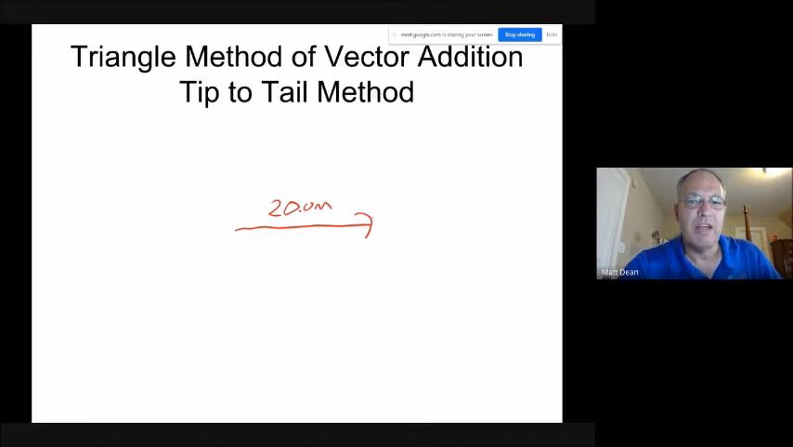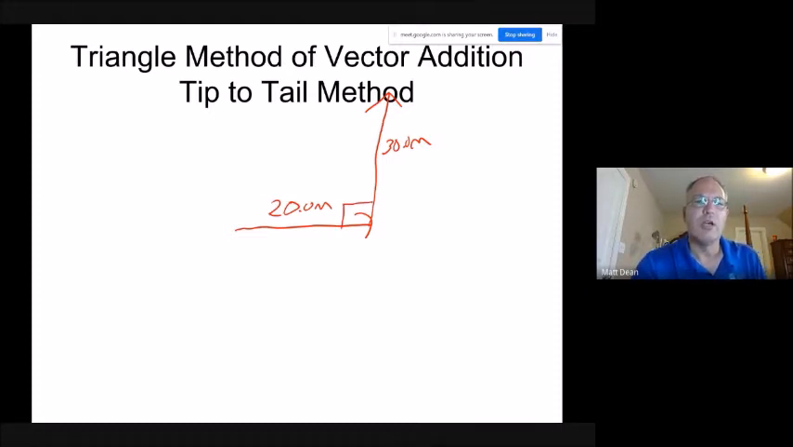Go to the tip of that first vector and then draw in the second vector. Remember, the second one was 30 meters due north. You want to try to draw them as close to scale as possible so your pictures look accurate, but it doesn't have to be perfect. Since this is 20 meters due east and this is 30 meters due north, that's a 90-degree angle, right?